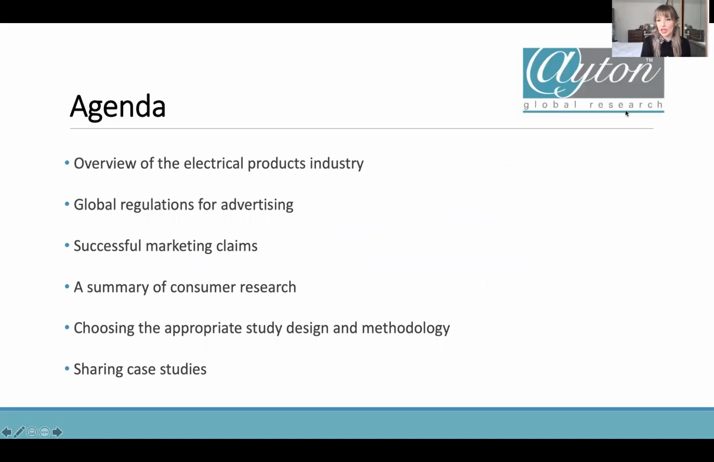So specifically, we'll be looking at an overview of the consumer electronics industry to make us think about what this industry is all about. We'll be looking at global regulations for advertising in general, because there's not necessarily specific rules for advertising consumer electronics, but you do need to be aware of all the rules if you're making any advertising claims. Then we'll be looking at successful claims and how they're substantiated, specifically consumer research, and looking at some case studies so we can see what the design and methodology would be for those kinds of studies as well.